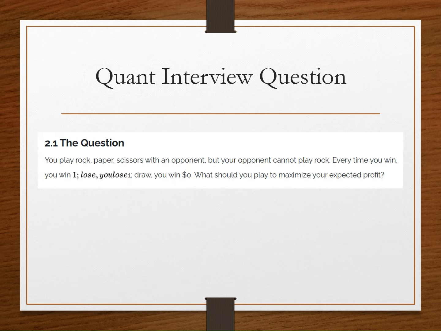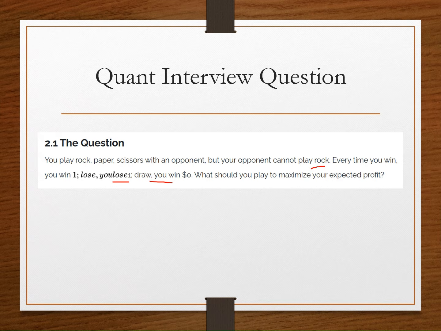Let's take a look at this interview question, which was asked for a quant researcher role in one of the top companies in quantitative finance. The question says, you play rock, paper, scissors with an opponent, but your opponent cannot play rock. Every time you win $1, and every time you lose $1. When you draw, you get $0.